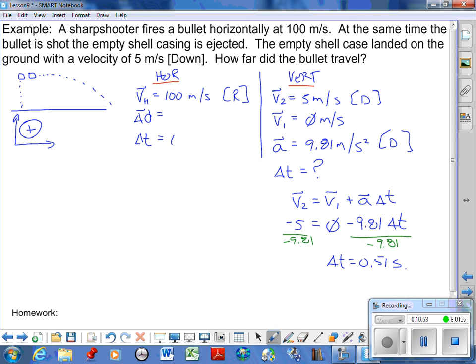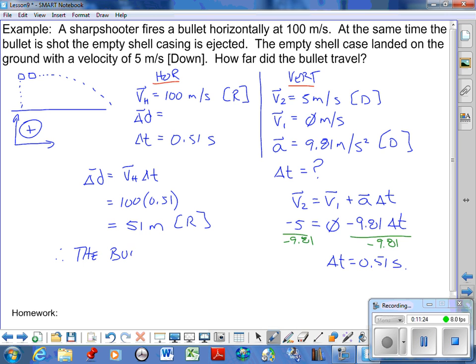So now we have our delta t over here. That means we can solve this question. So the bullet that was fired will travel 100 times 0.51, which would give us 51 meters. Okay, and that's to the right. And remember, 100 meters per second is a fairly low muzzle velocity. And the gun must have been fairly low to the ground, because half a second is not too much flight time. So therefore, the bullet travels 51 meters to the right.